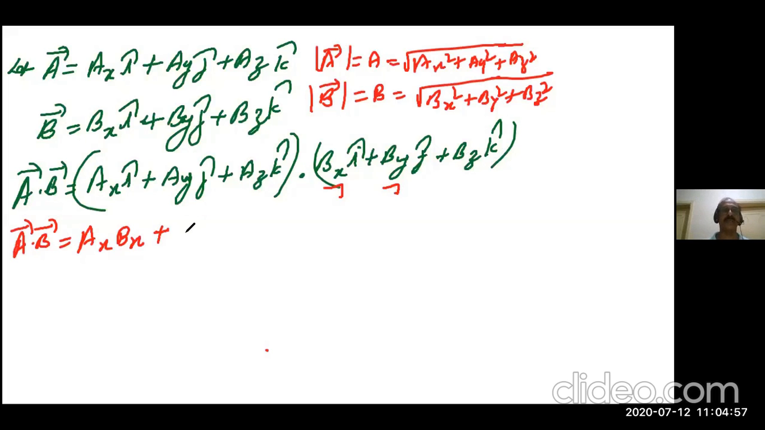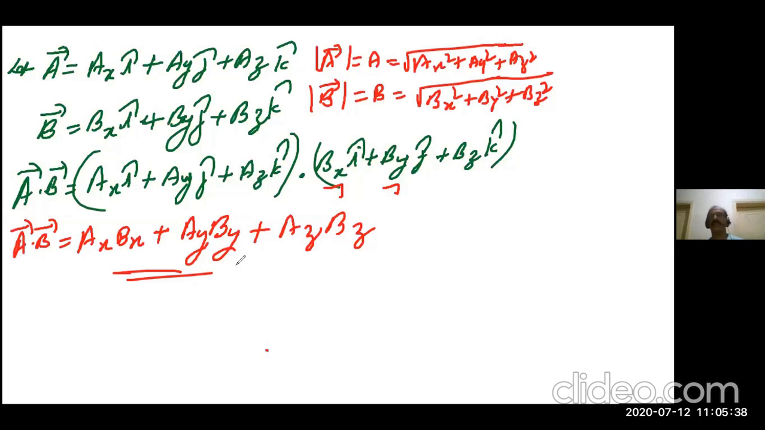Now we go to the second one. AY BX is 0, AY BY is 1. Plus AZ BX is 0, AZ BY is 0, AZ BZ is 1. So in the dot product, only the same axis can multiply; it's not addition, it's multiplication. Other axes will go to 0. So this is the final answer for the dot product.